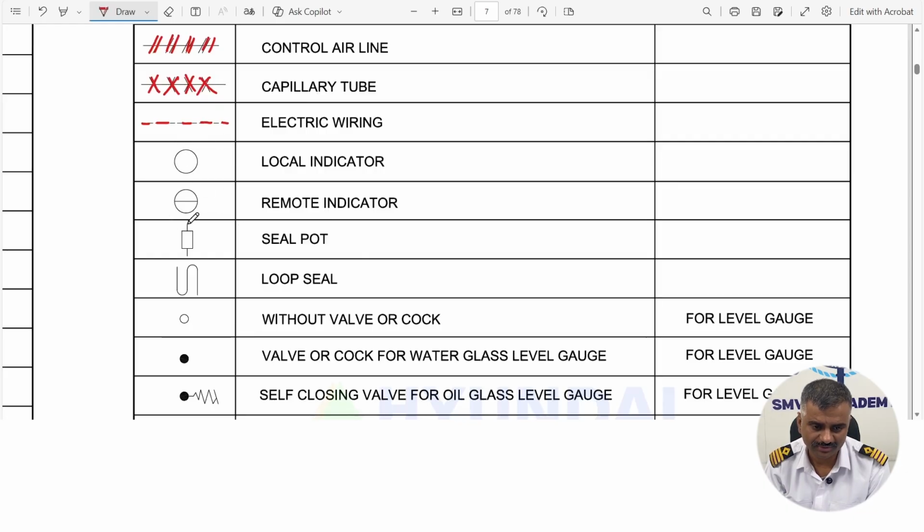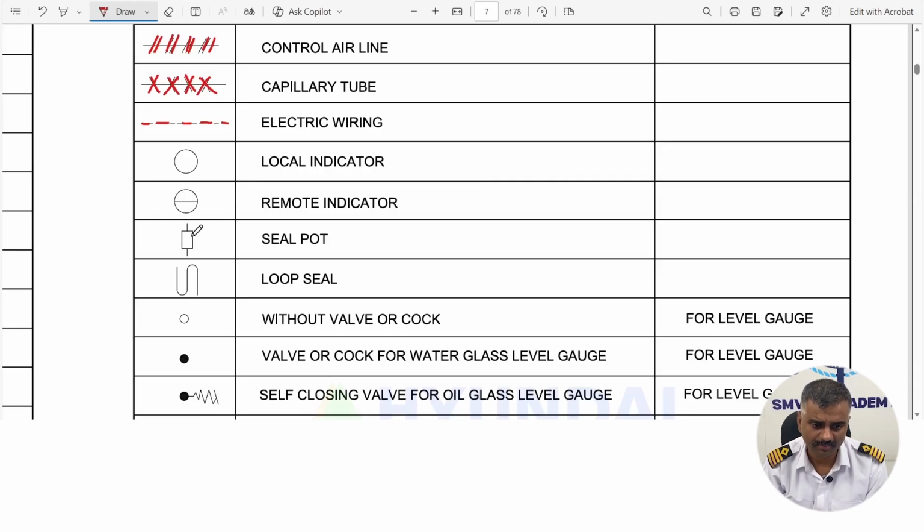Okay, if it is a remote indicator, it is the same thing, but if it is remotely indicating, it will be shown with a dash in the center. What does that mean? That this indicator is located either in the ECR or somewhere at a remote location, not near the machinery. That is a remote indicator.